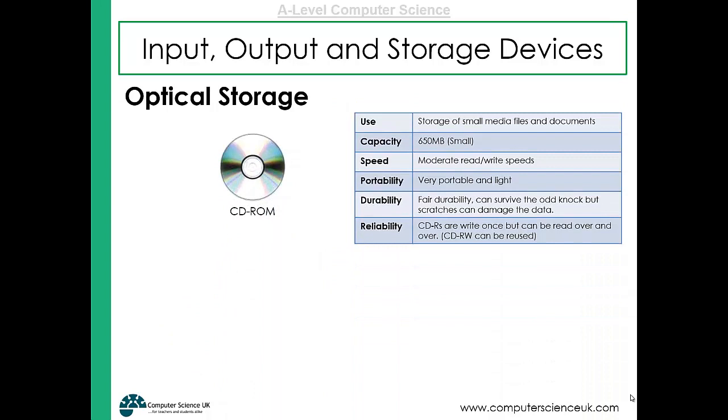So with optical storage, you've got CD-ROMs, you've got Blu-rays and DVDs. These are quite good for media files, documents. A CD in particular has got a fairly small capacity, about 650 megabytes.